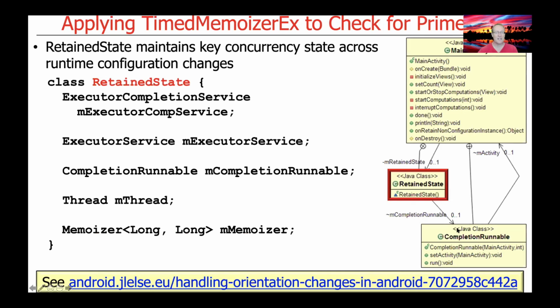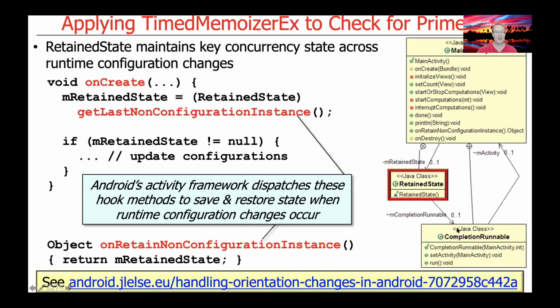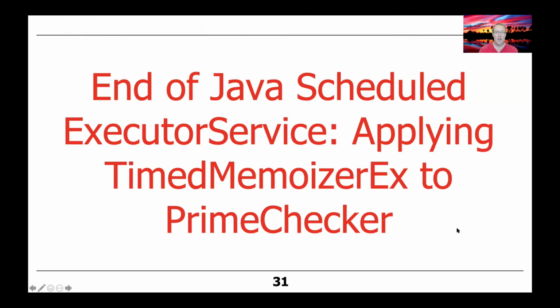And then there's the retained state stuff I've talked about before. I'm going to skip through that pretty fast because it's something we've covered earlier, and it doesn't really matter for the discussion of the concurrency part here. So that's the end of our example that applies the TimedMemoizerEx to PrimeChecker. It looks pretty much the same as before, the main difference being that we're now using the TimedMemoizerEx, which will be more efficient in terms of how it's handling the various processing and the various results.